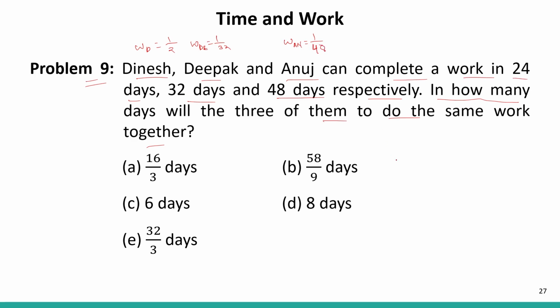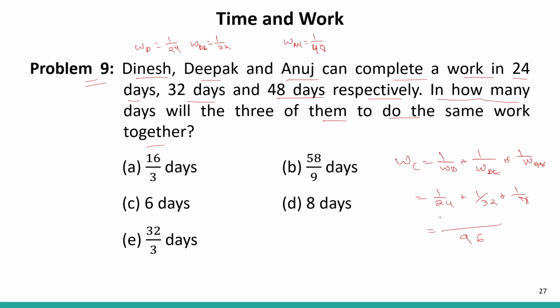So their combined work rate will be, so WC is equal to work rate of Dinesh plus work rate of Deepak plus work rate of Anuj. Okay, so this is equal to 1 by 24 plus 1 by 32 plus 1 by 48. So we are left with what? So 48 into 2 is equal to 96. So 96. Okay.